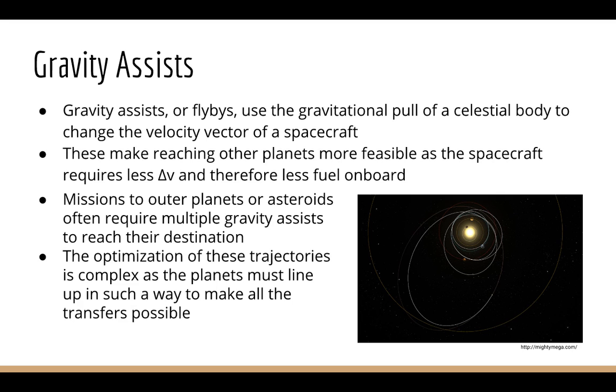Since these trajectories require multiple gravity assists using multiple planets, they are very difficult to find and optimize. There are often only very specific times that such missions can take place, since the planets need to be perfectly aligned in order to complete the transfers. So we need a really good, solid optimization method to be able to find when we can actually complete these transfers to do missions such as these.